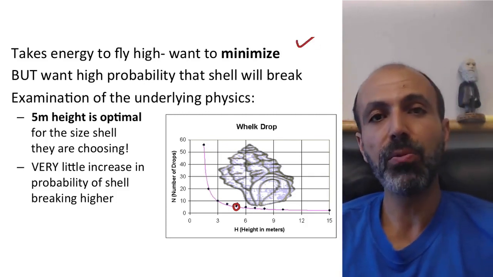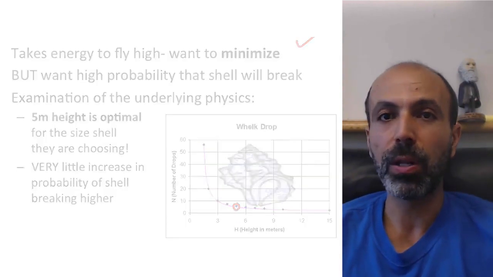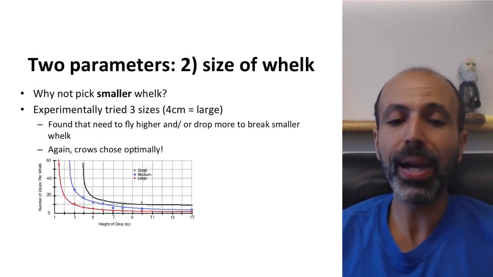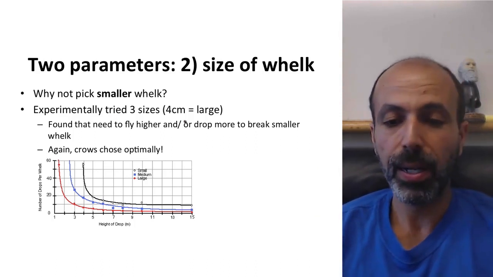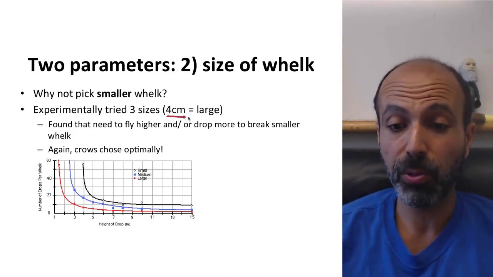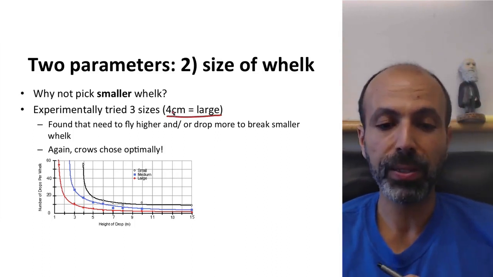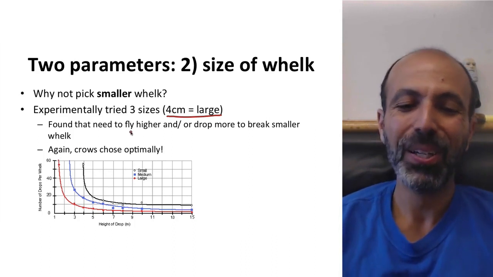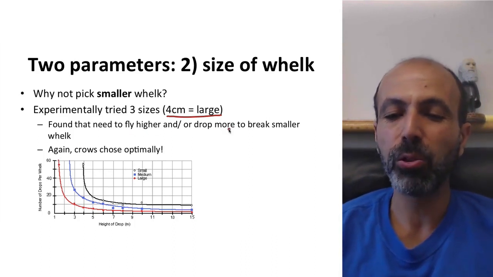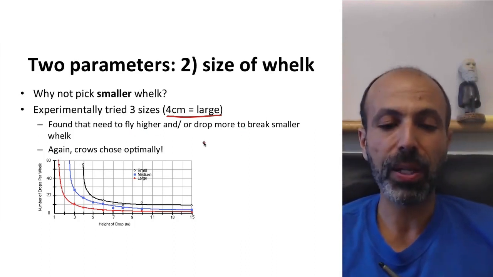What about the size of whelk? Couldn't they have picked maybe a smaller whelk? Why didn't they pick the smaller whelk? Well, they experimentally tried 3 sizes. In this case, the one they picked is referred to as large. These are the 4 centimeter whelks. And they found that the bird would need to fly higher and or drop more times to break the smaller shell.